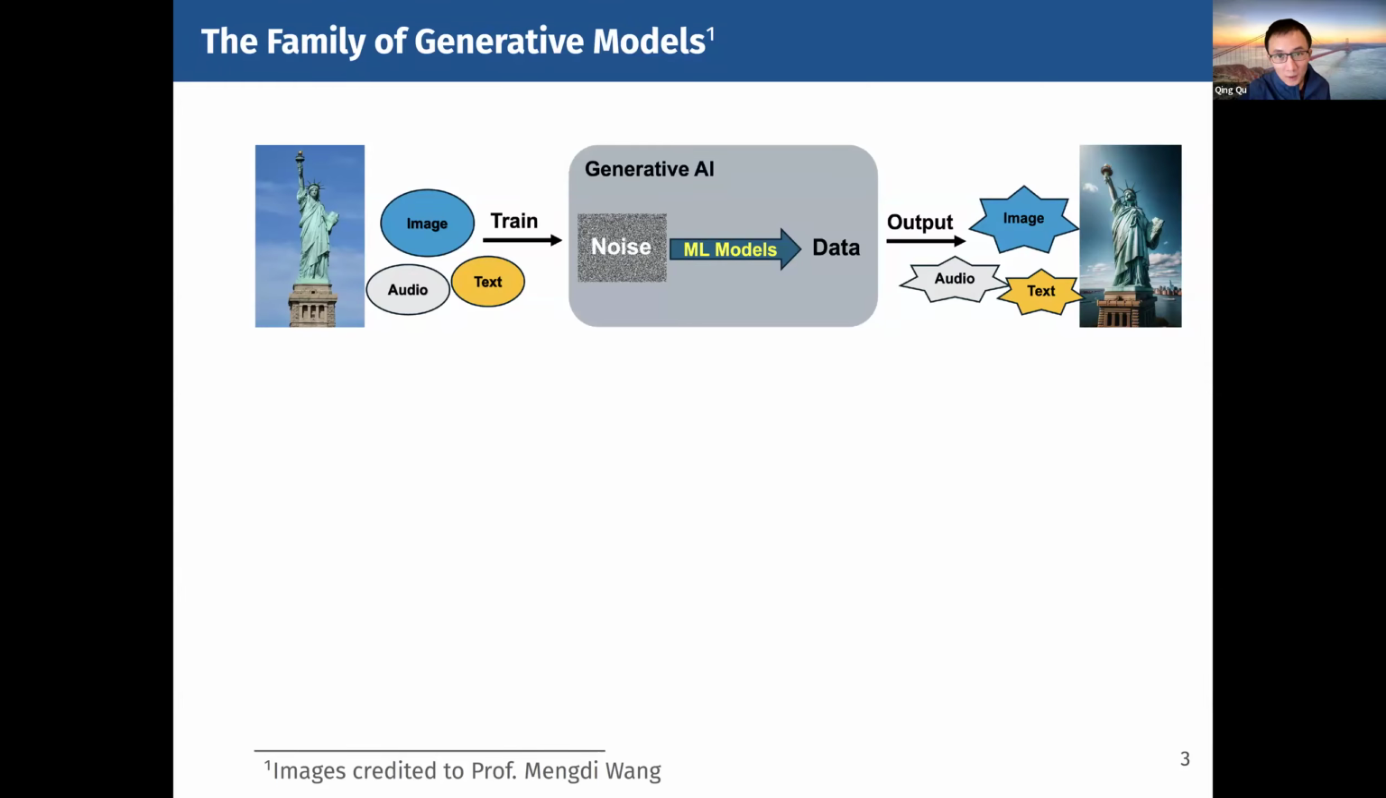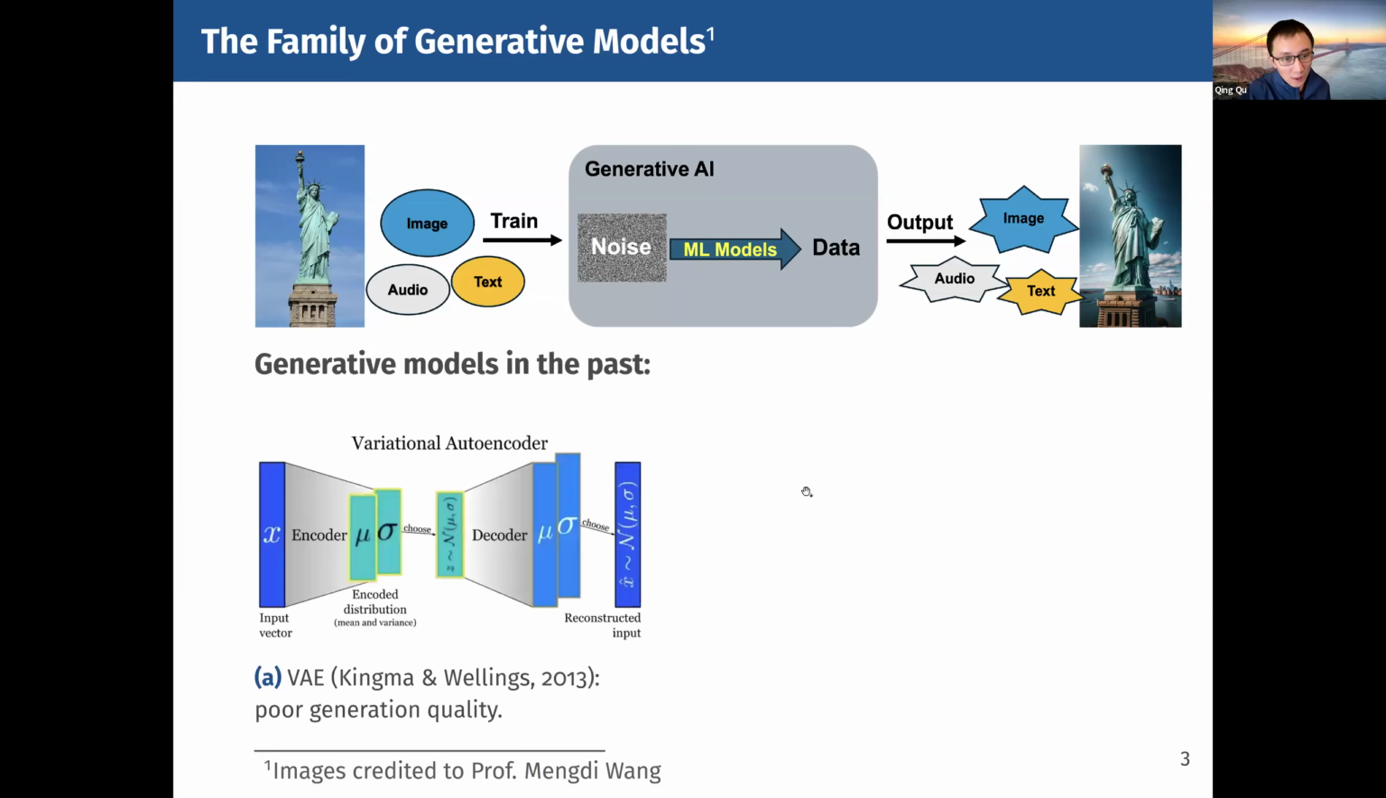To achieve this goal, in the past, people started from the variational autoencoder, which can be traced back to the early 90s. The basic idea is that you have an input data X, and you train the encoder to encode your data to a low-dimensional space for data compression and representation learning. To train such an encoder, you need to pair it with a decoder, which reconstructs X.